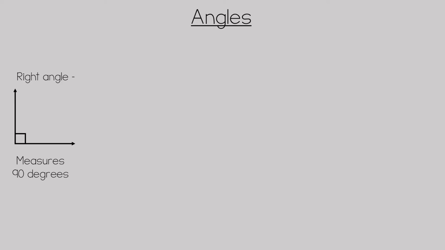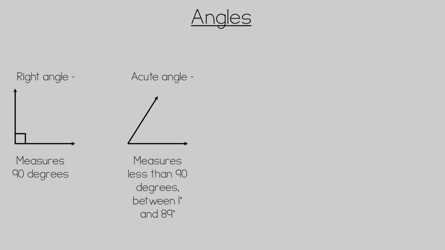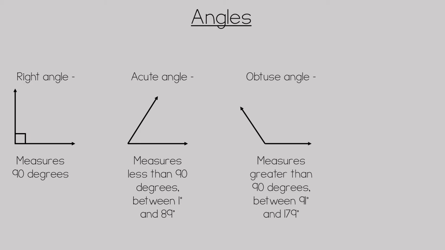than a right angle. An acute angle is an angle that is less than 90 degrees. An angle that measures between 1 degree and 89 degrees is considered an acute angle. An obtuse angle is an angle that is greater than 90 degrees. Any angle that measures between 91 and 179 degrees is considered an obtuse angle.